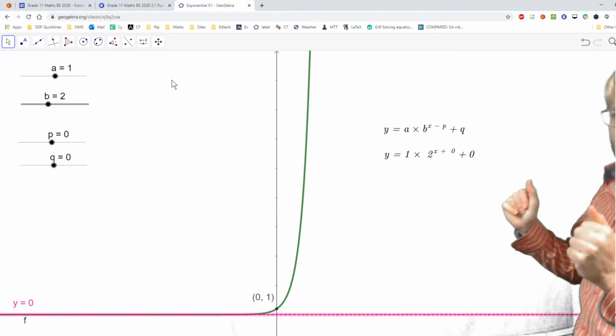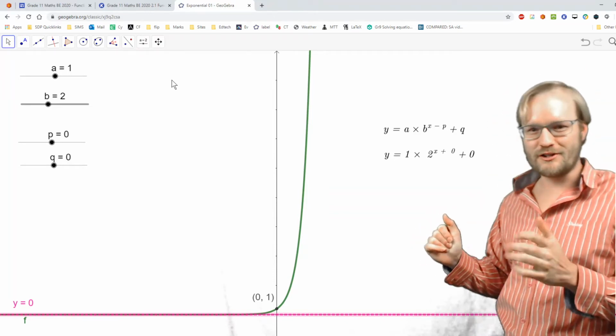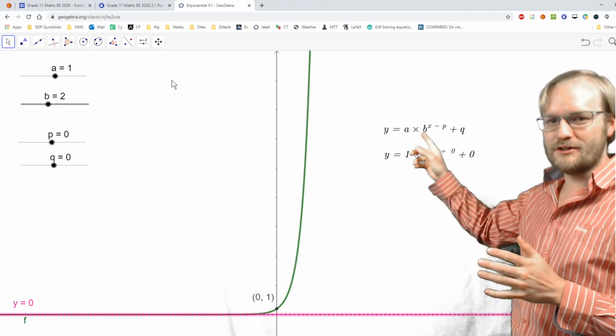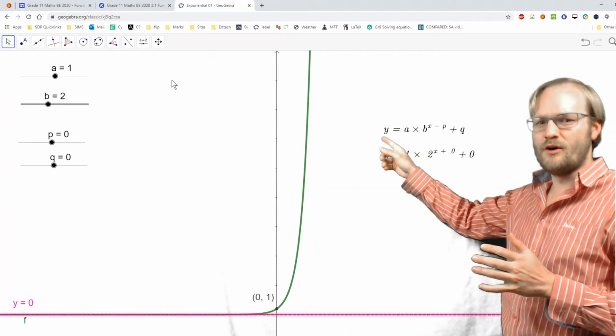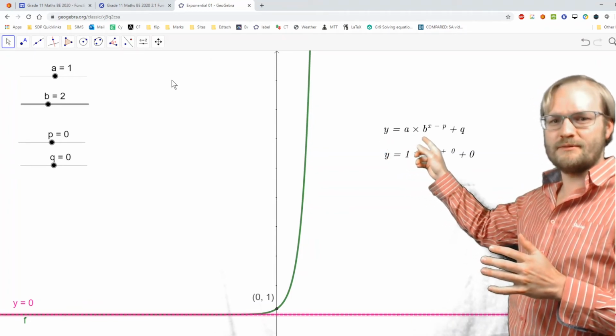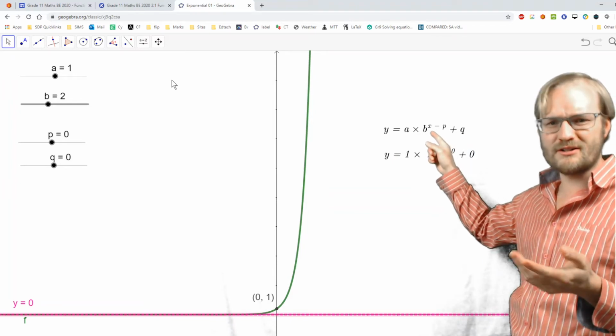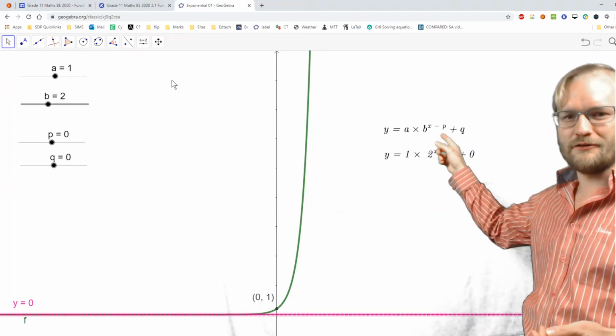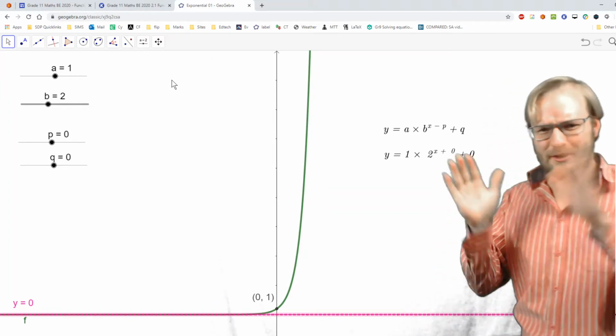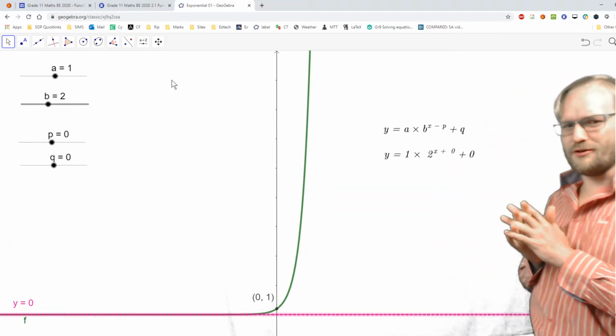So let's look at this exponential function, which is our most basic one, using our general form y equals a times b to the x minus p plus q. The only new bit is this p part right over there. We know what the others do, but let's run through just to remind ourselves.